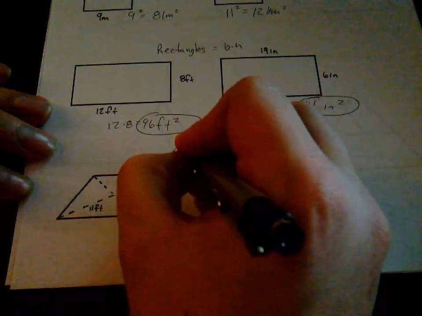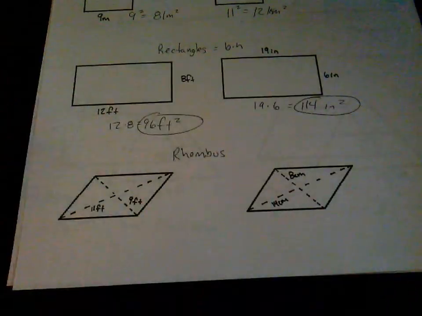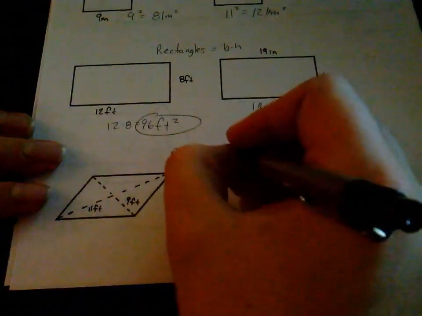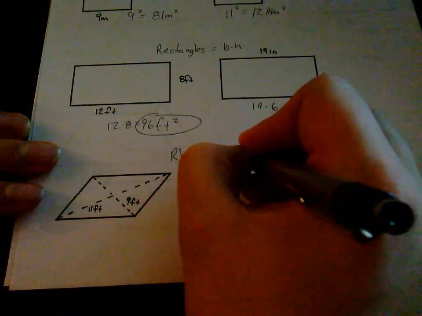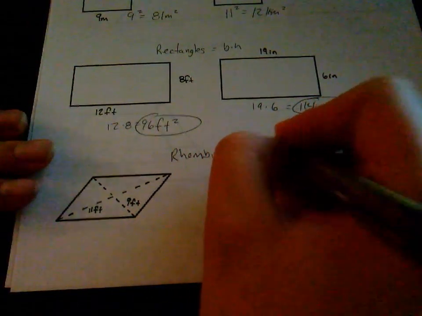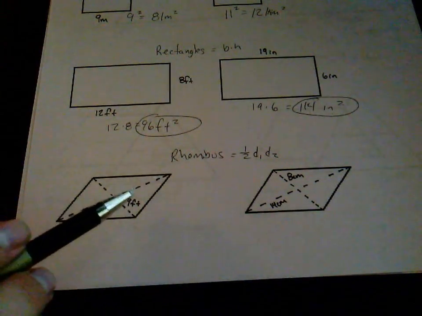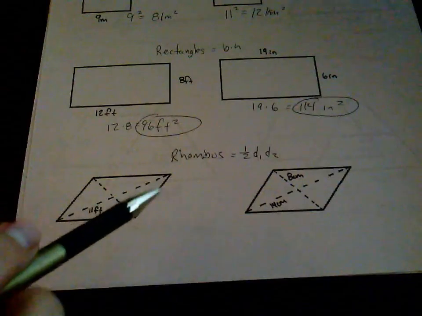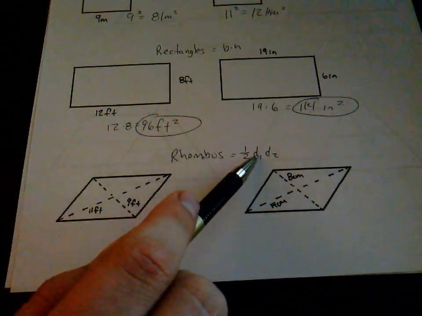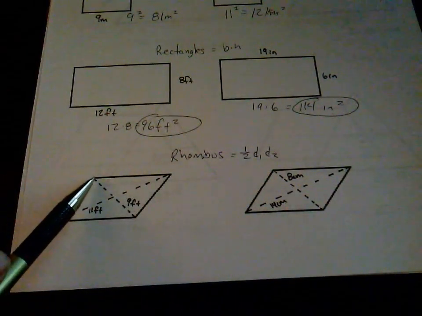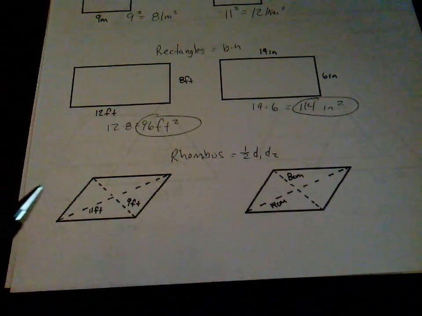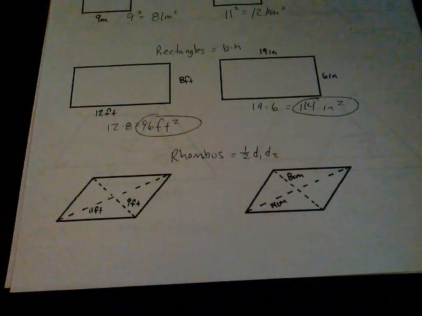These are a little bit more difficult. Okay, I know they look like parallelograms and technically they could be measured the same. But for some reason, math likes to make things a little bit more challenging so that you understand all the properties. So what we know about rhombuses is you could take the base times the height, that would still work. Or if you take half the first diagonal times the second diagonal, remember diagonals go from corner to corner, it should give you the area.